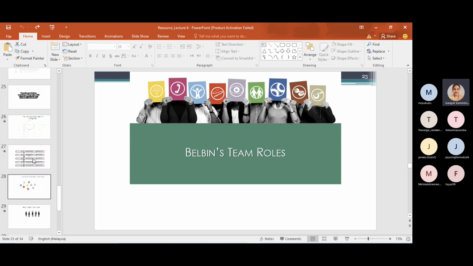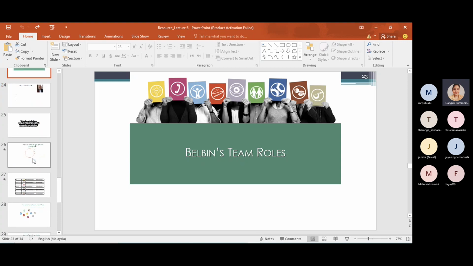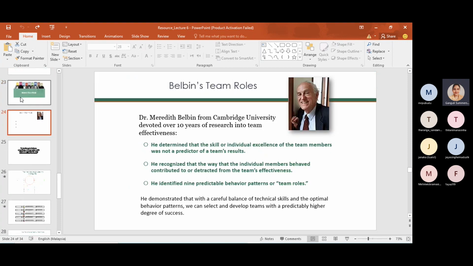Now we can start talking about Belbin's team roles. I told you that there are two theories that we'll be talking about, Tuckman's theory and Belbin's team roles. Since we are done with Tuckman's theory, we can start talking about Belbin's team roles. This theory was invented by a person called Dr. Meredith Belbin from Cambridge University.